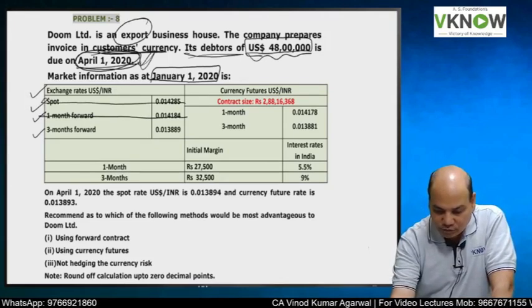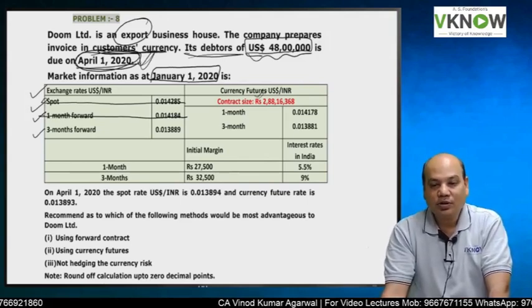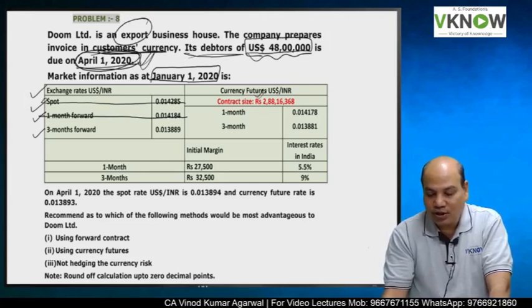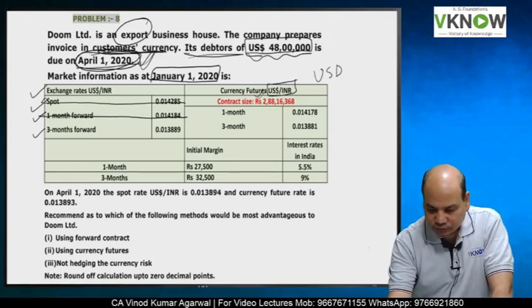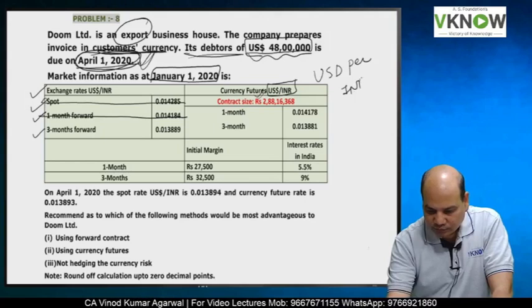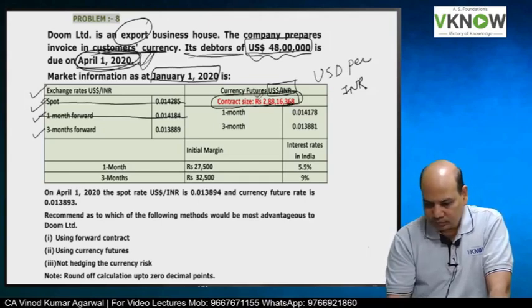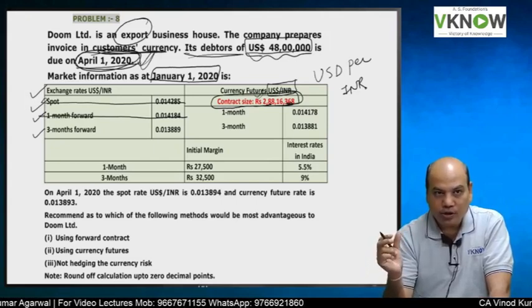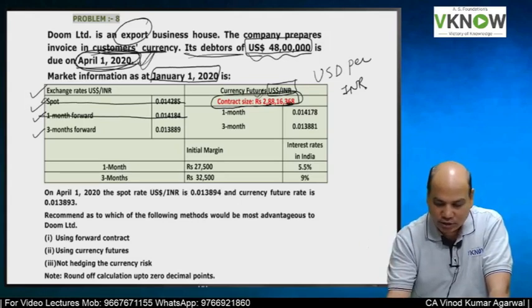And then they have given you information about currency future. So this is a question on currency future, which means it is used for hedging purpose. See the rate they have given, US dollar per INR. And what is the contract size? Rupees 2,88,16,368. That means one contract, or one lot, is equal to 2 crore 88 lakh 16,368.